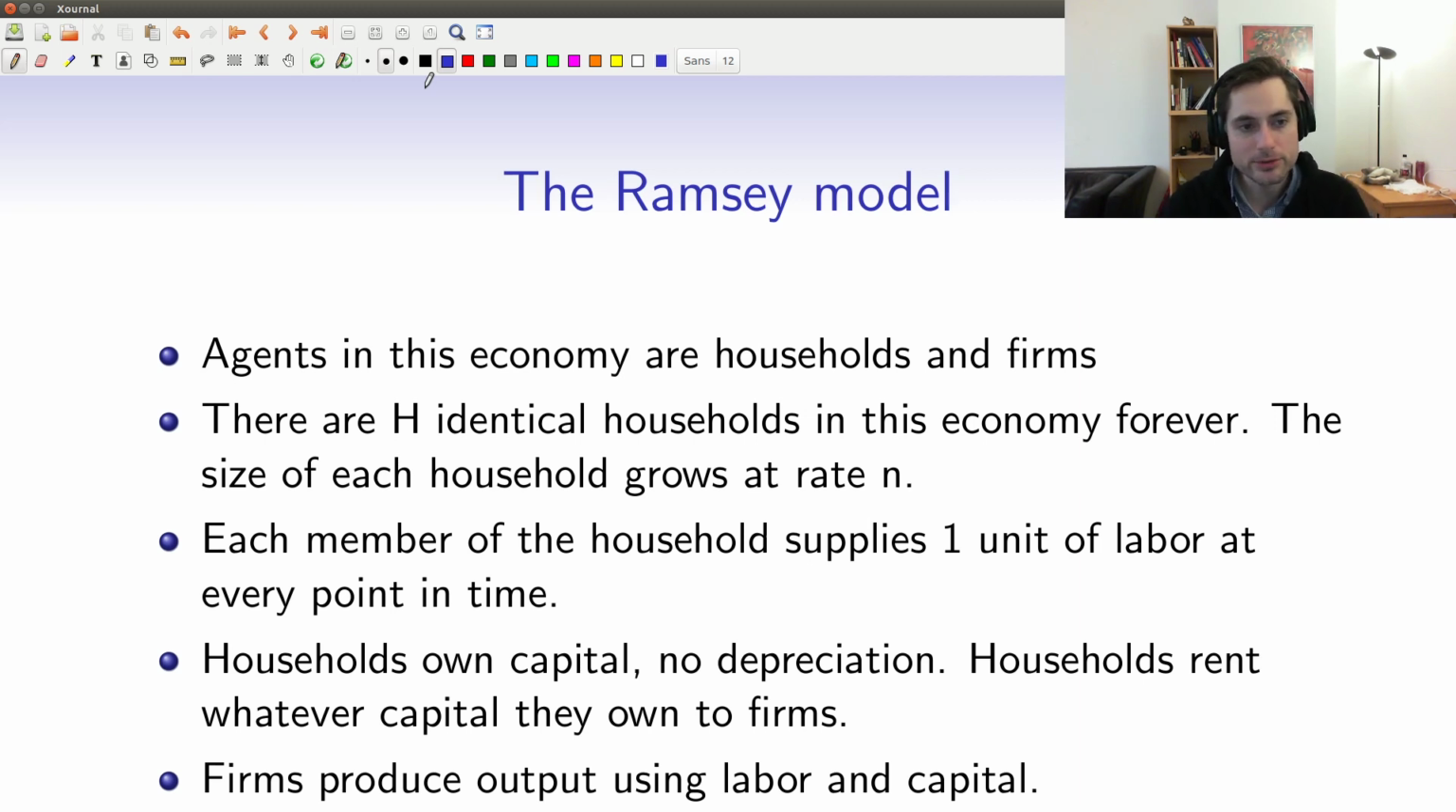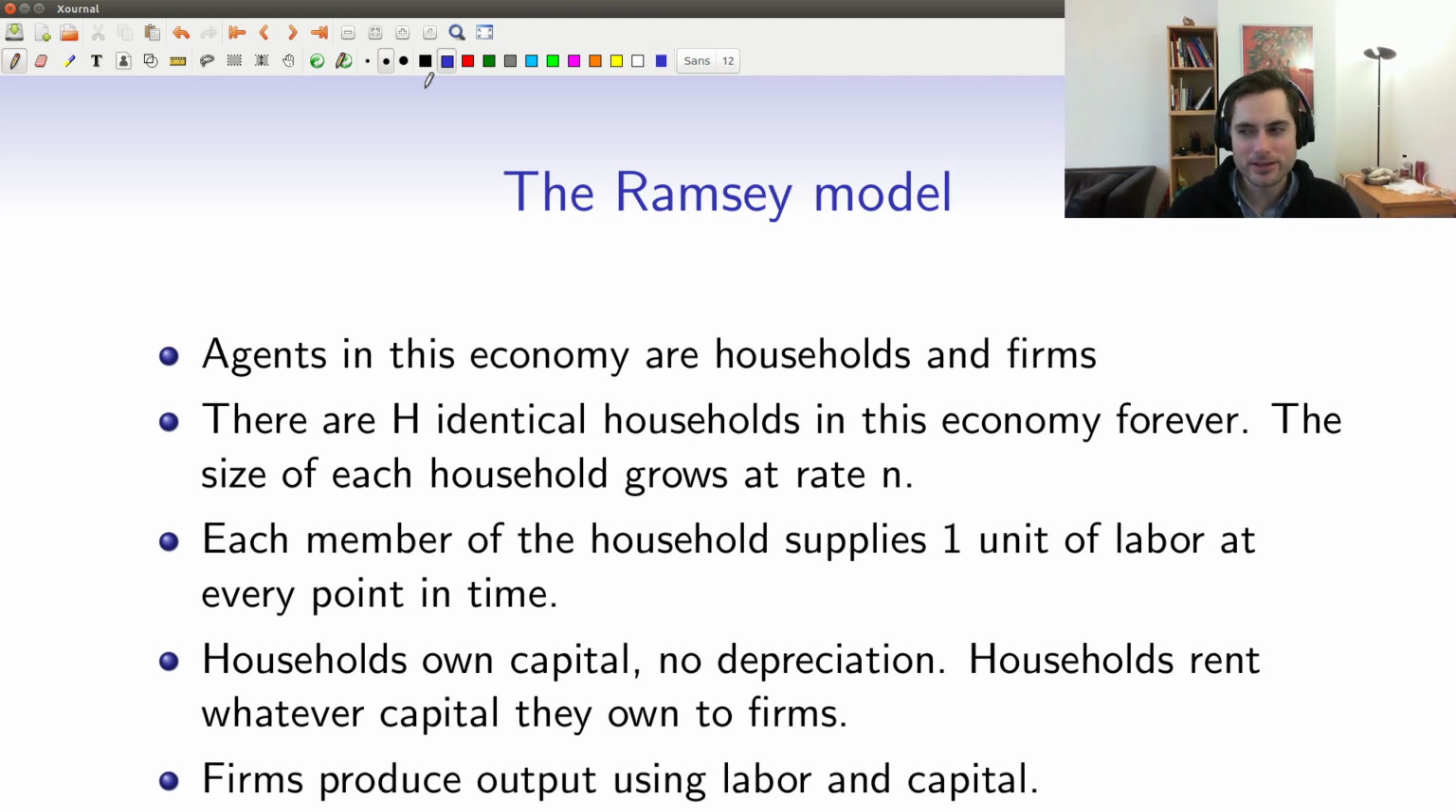So there's two types of decision makers, or agents, in this economy. Agents is a word that economists love to use to describe the actors in economics models. So the agents are households and firms. There's going to be a fixed number of households in the economy, but the number of workers in each household, or the number of consumers in each household, is going to be growing over time at an exogenous rate, n. So it's similar to the way we looked at things in the Solow growth model.